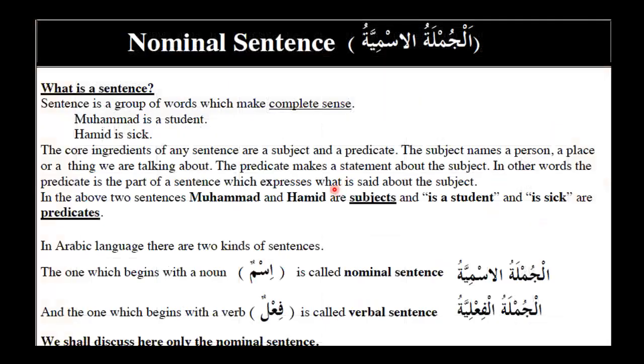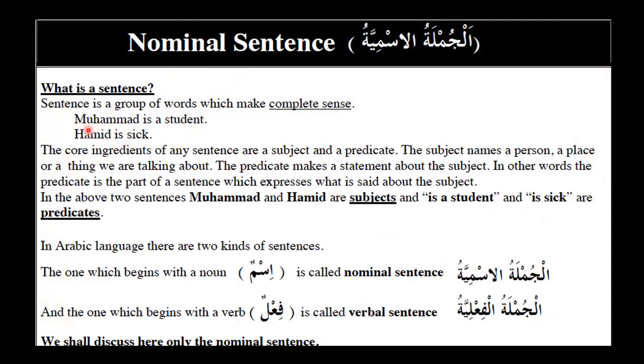Okay, so now let's get into something called the nominal sentence. Nominal means it starts with a noun. And first we will cover the English version because it's going to be very similar in terms of terminology with Arabic. So let's cover the nominal sentence first before we get into the Arabic terms.